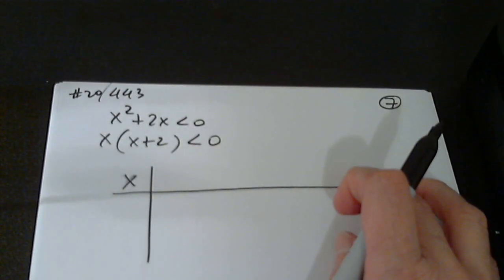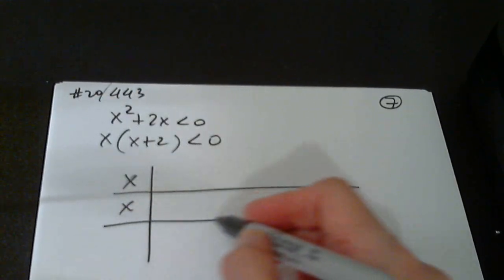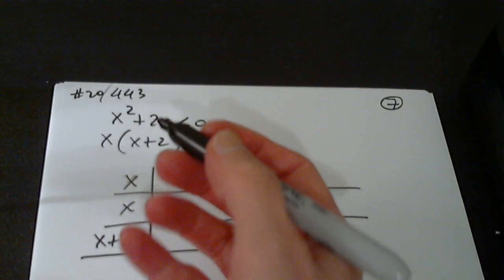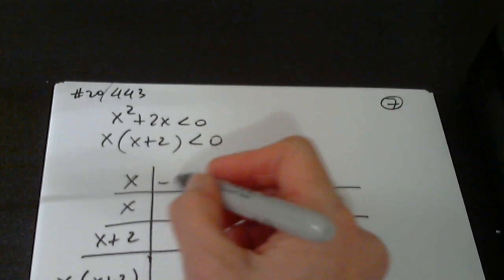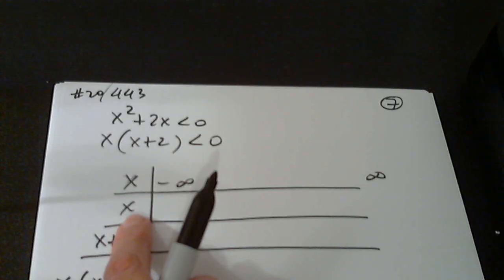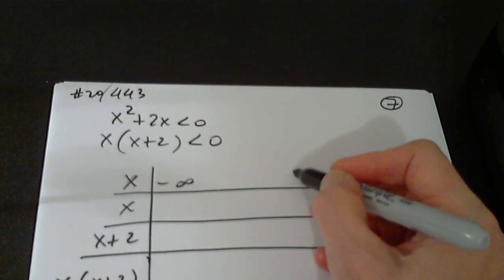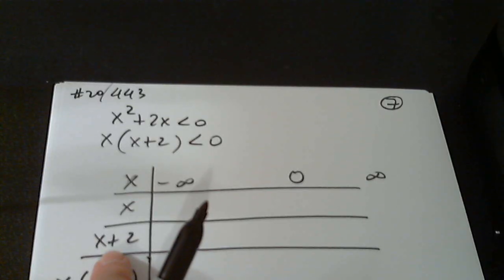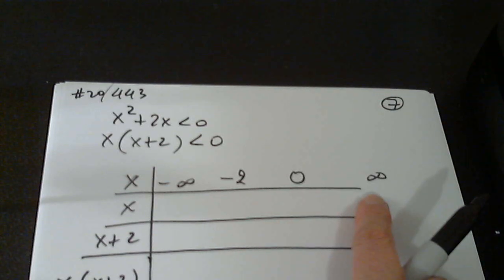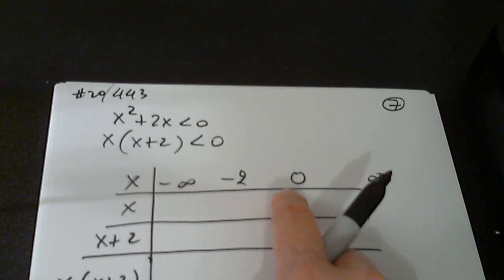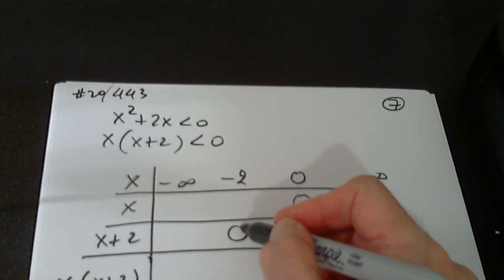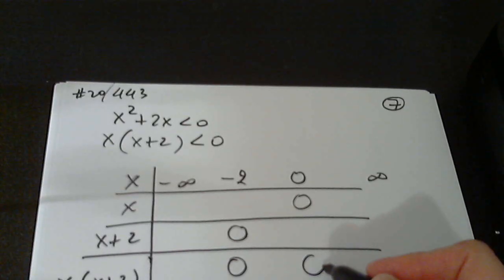X is the variable in the problem. X is the first factor. X plus 2 is the second factor. And what I'm really interested in is the product. Negative infinity to infinity. When is this 0? When x is 0, of course. When is this 0? At -2. Very good. Careful, they have to be in ascending order. Negative infinity, -2, 0, and infinity. Good. So this is 0 at 0. This is 0 at -2. The product is 0 when either one is 0.